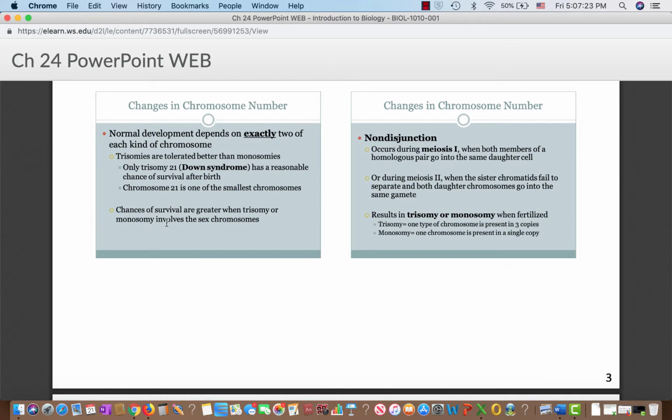And the other thing is if it is a trisomy or monosomy of the sex chromosomes, you have a pretty decent chance of surviving that too. For most of the others, you have virtually no chance of survival, especially for a monosomy. This can occur through non-disjunction. So during meiosis 1, which we talked about previously, when both members of a homologous pair go into the same daughter cell, or during meiosis 2, when the sister chromatids fail to separate and both daughter chromosomes go into the same gamete. The result is either a trisomy or a monosomy.